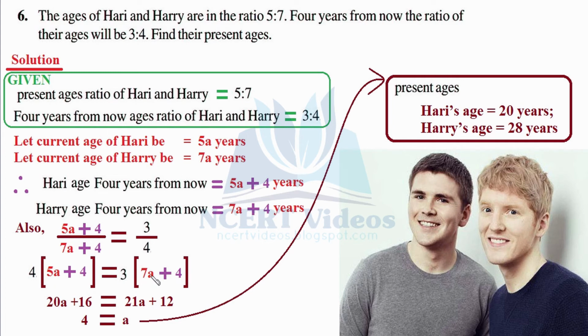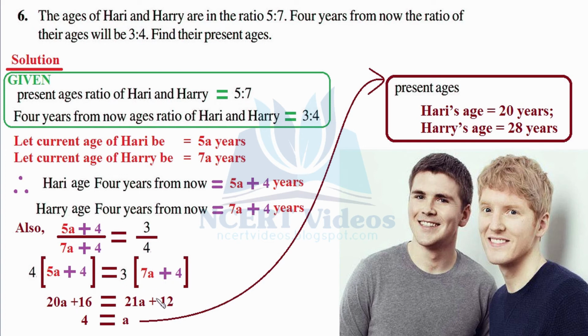Now it is just a matter to solve this equation. So we are going to open our brackets. 5a into 4 is 5 4s are 20, followed with a, plus as it is 4 4s are 16, equal to, as it is, 7 3s are 21, followed with a, plus 4 3s are 12.